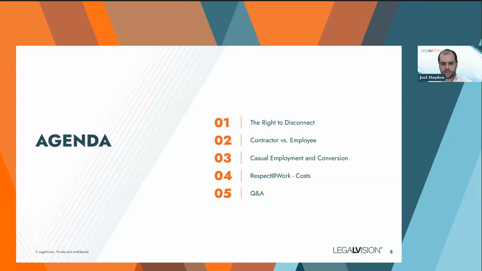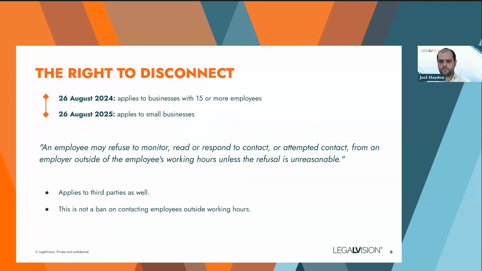So onto our agenda for today, and we do have a bit to get through. We'll be covering off some of the more significant recent changes to employment law in Australia. James will start us off by addressing the right to disconnect and contractor employee classification, and then I'll cover off changes to casual employment and the new costs regime for discrimination and harassment claims. So I'll hand over to James to get us started with the right to disconnect.